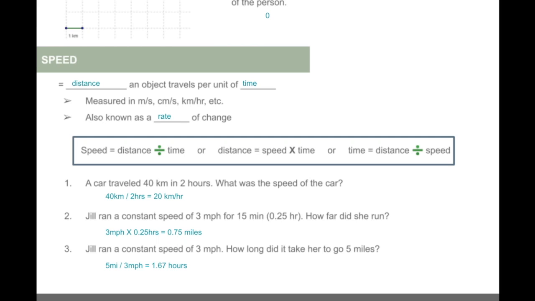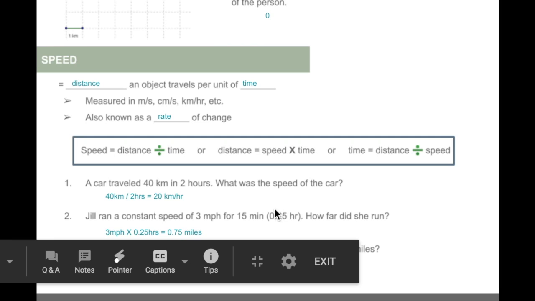Okay, for number 2, Jill ran at a constant speed of 3 miles per hour, so that's a speed, for 15 minutes. Okay, and that's time. How far did she run? You'll notice that in parentheses I gave you that 15 minutes is a quarter of an hour, or 0.25 of an hour. We'll want to use this number so that our units match, because this is in miles per hour, not miles per minute. So because it's in miles per hour, we need to use a time that's also in hours.